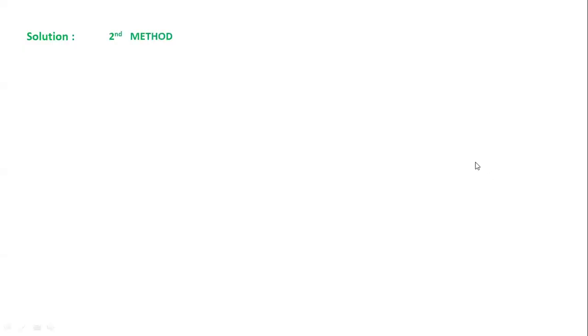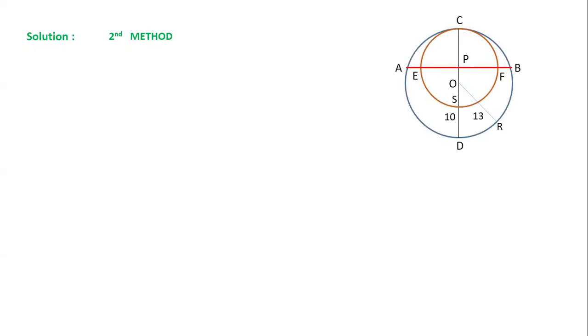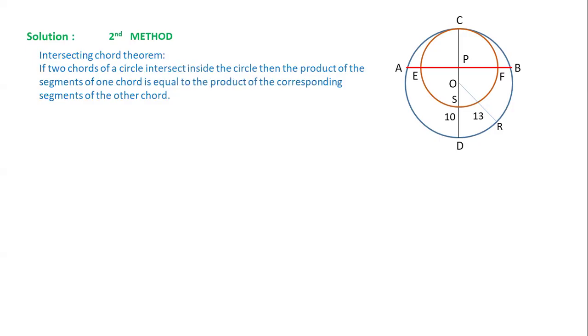Method 2. The figure is the same. Okay, now what does this method say? For this method, we are again using a different theorem. Intersecting chord theorem, it is called. If two chords of a circle intersect within the circle or inside the circle, then the product of the segments of one chord is equal to the product of the corresponding segments of the other chord.